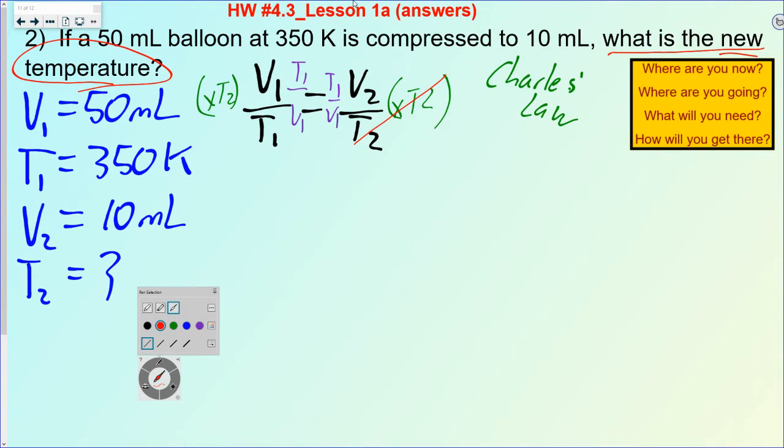On the left side, the variables will cancel out. T1 over T1 is equal to 1. V1 over V1 is equal to 1. We don't have to write those down, so we can cancel them out. Now we're left with our new equation.